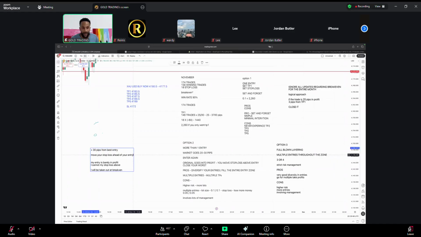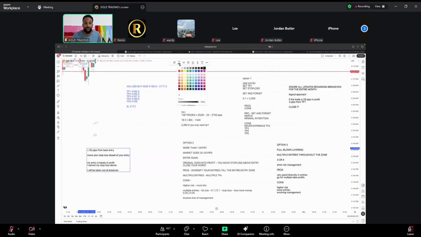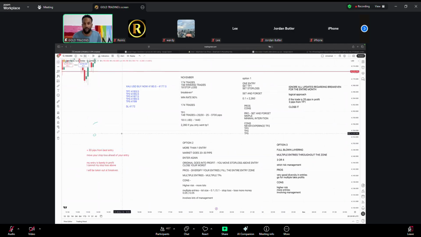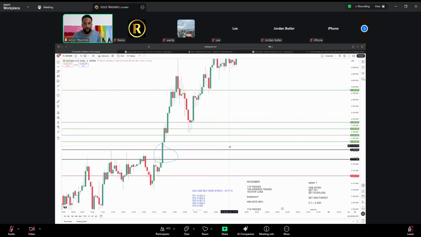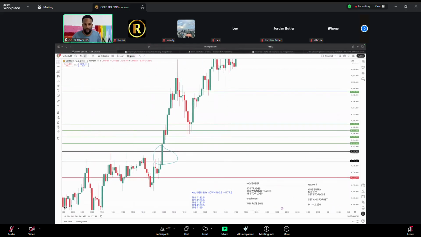And that is why we utilize moving stop loss ahead of entry, okay? Because that is the best way to protect everyone's equity. It is to move stop loss ahead of entry. Now, let's take a look at this trade that played out in real time in the group on Friday.